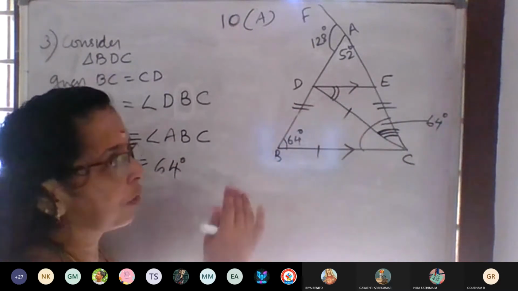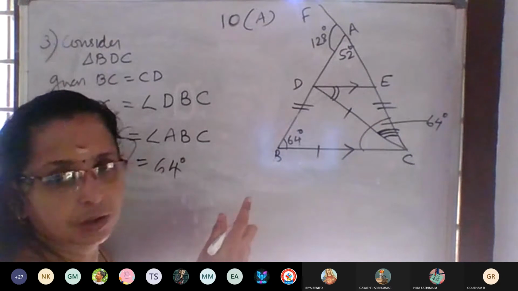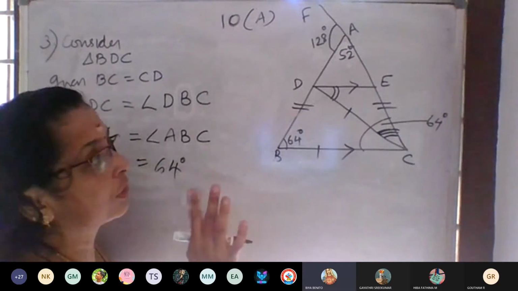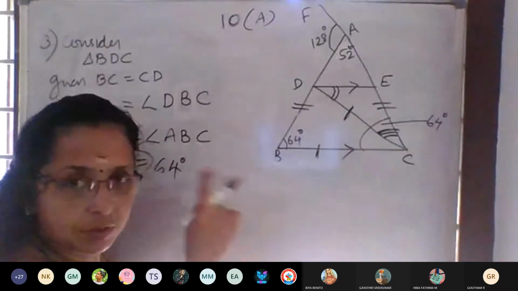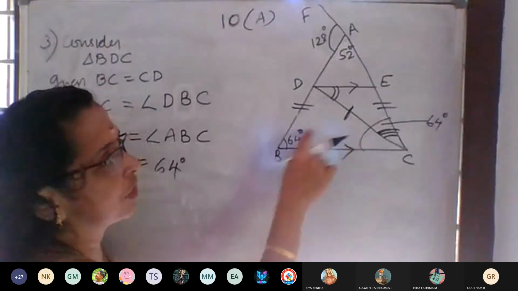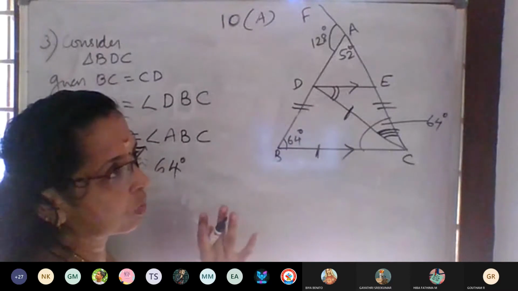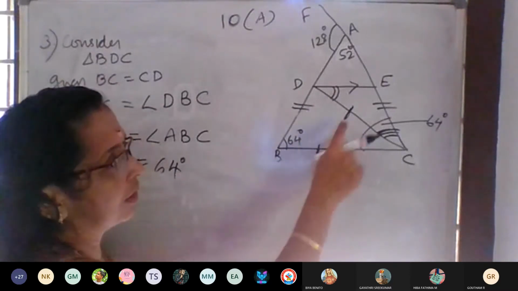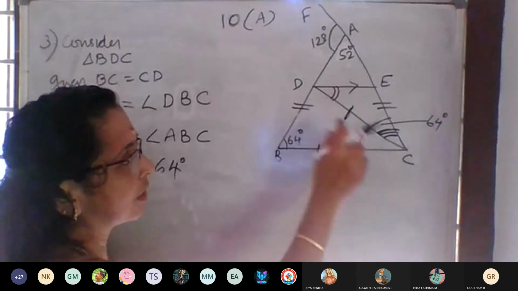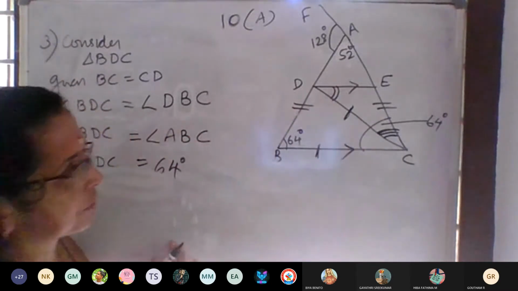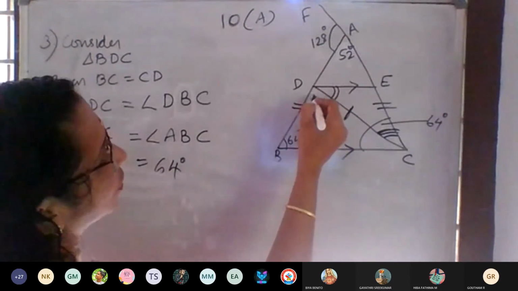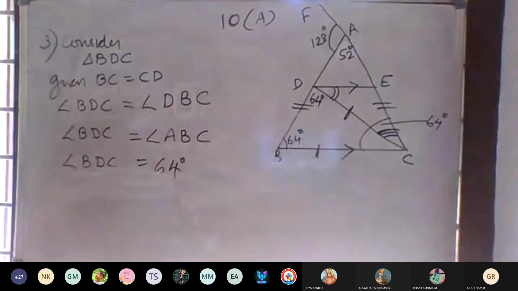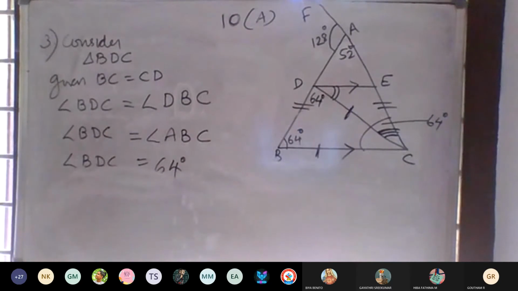So that is completed. Then again one more clue is there: DE is parallel to BC. Third point, again two sides are given. That's why we took the opposite angles to be equal. Third side: if we consider triangle BDC, that also we have completed. Since BDC is equal to 64, now we got this as 64 degrees, isn't it? Angle BDC is equal to 64.